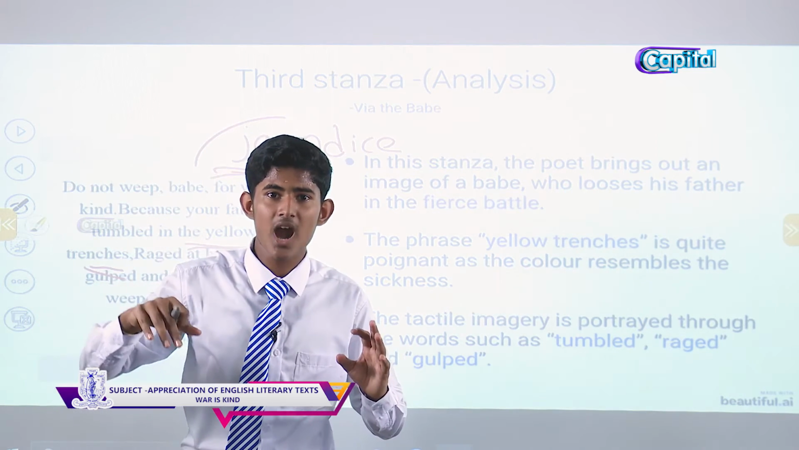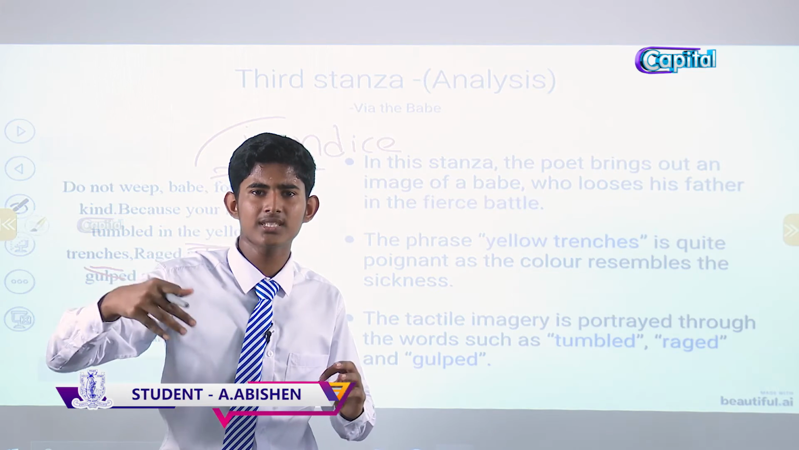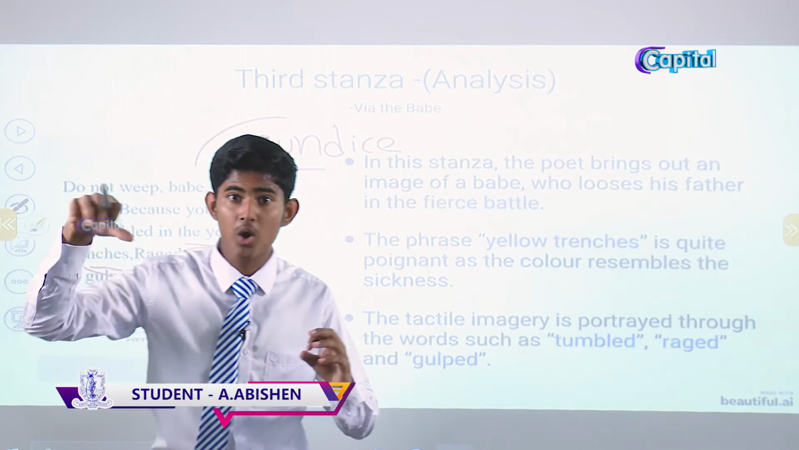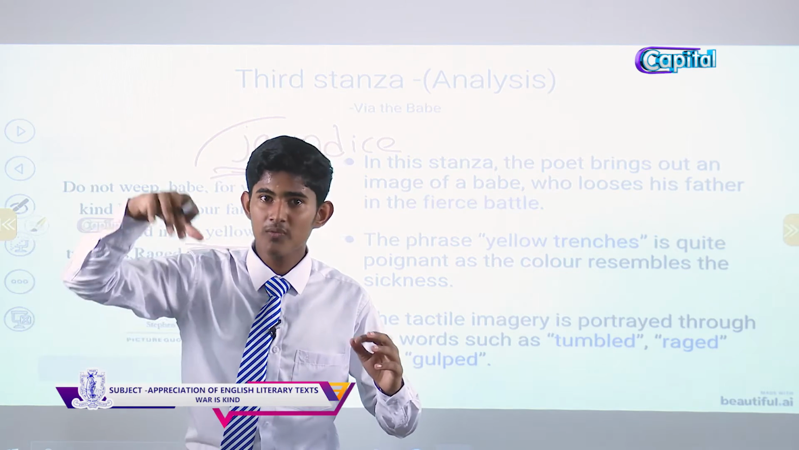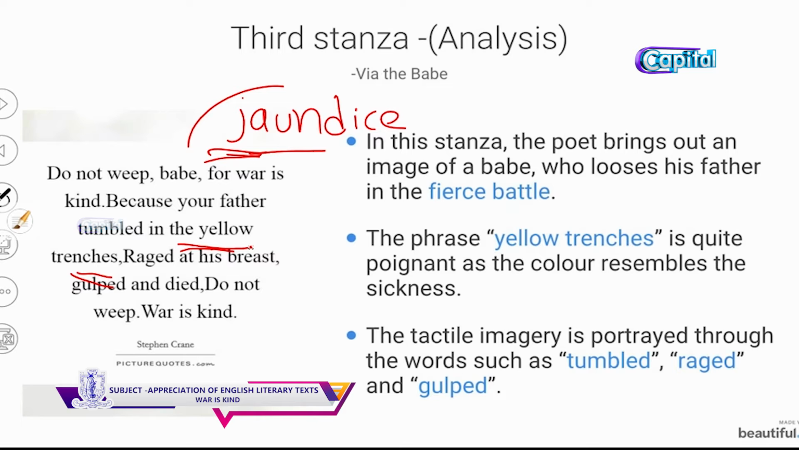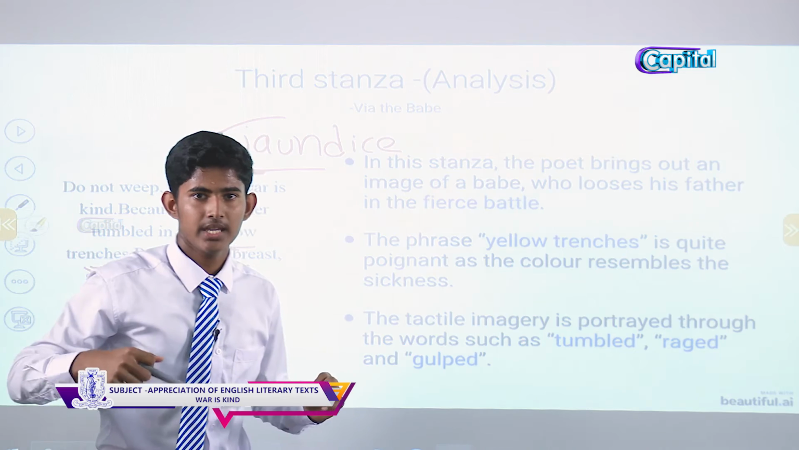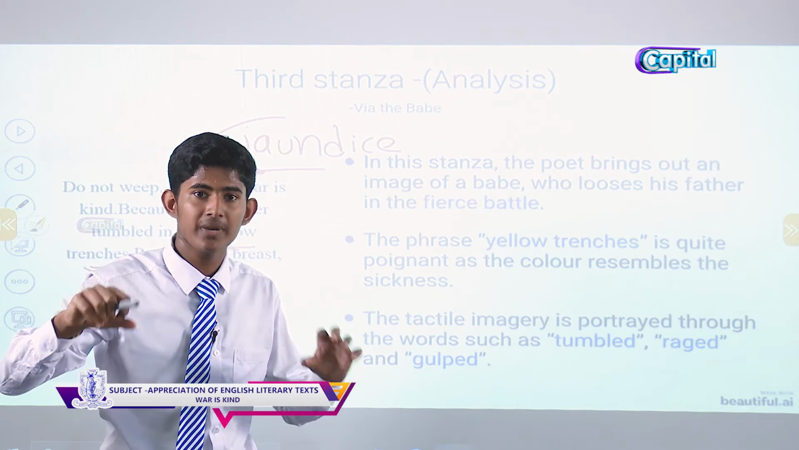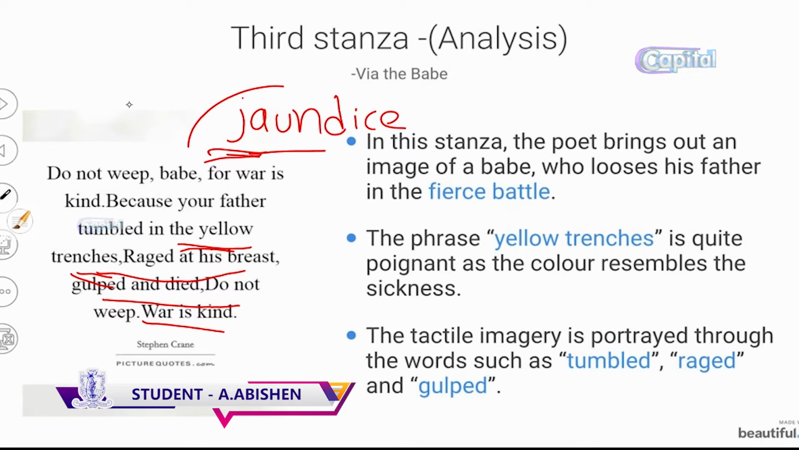Here we can see how writers and poets are not only portraying their theme but also portraying the occurrences and happenings of the world. That's the tactics of the poets and narrators. So we are moving to the main point. Raged at his breast, gulped and died. Do not weep, war is kind. So here, raged, gulped, died. Here the tactile imagery is used in order to show the gruesome death of the father.